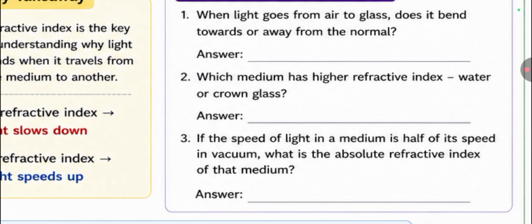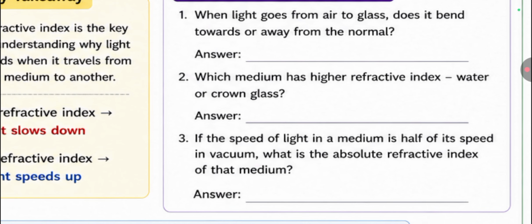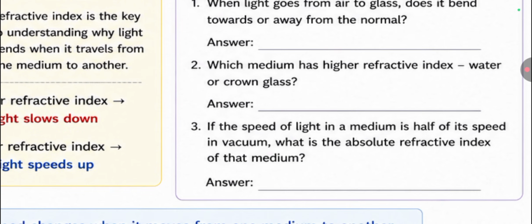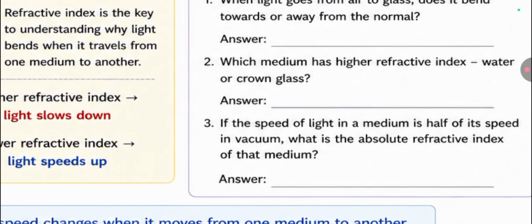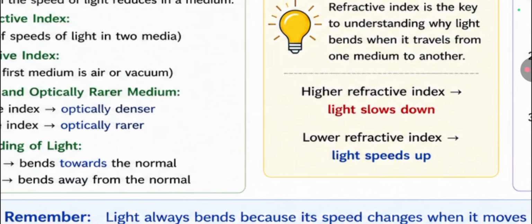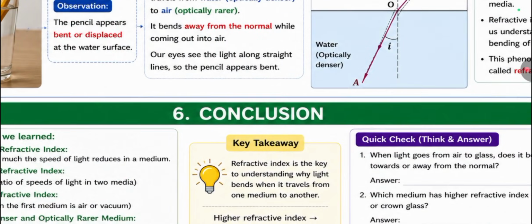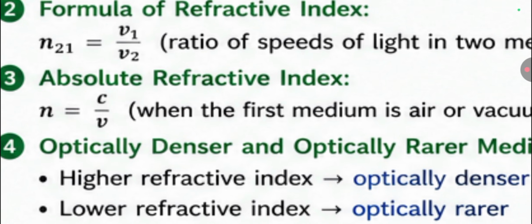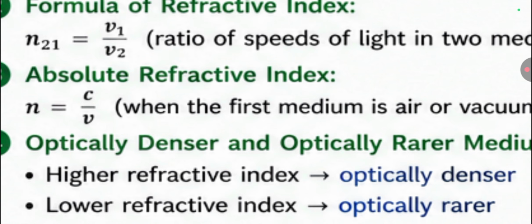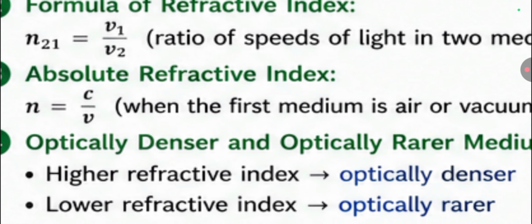Third one: if the speed of light in a medium is half of its speed in vacuum, what is the absolute refractive index of the medium? Here it is given that the medium speed is half. We have to use the formula for absolute refractive index: n is equal to c by v. Now we substitute, so v is equal to c by 2.